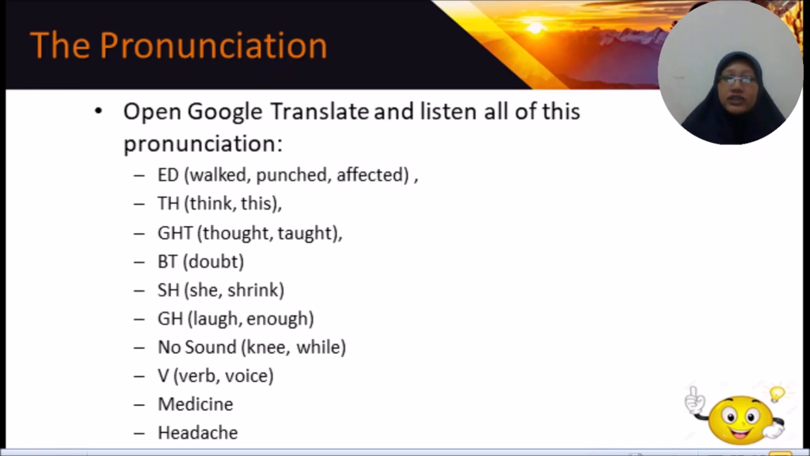Okay. Next, GHT, like thought and taught. So the G and the H are not pronounced clearly. You just pronounce it with the T. Taught, like that.